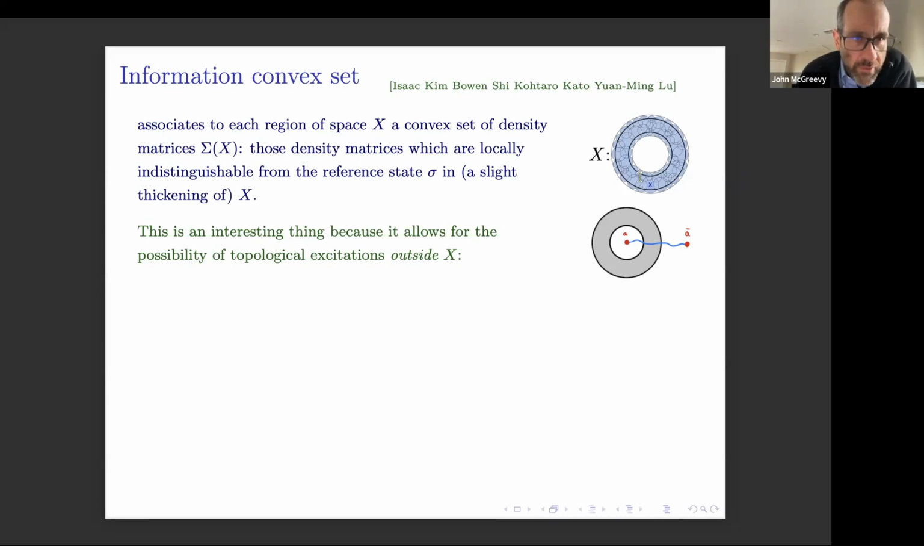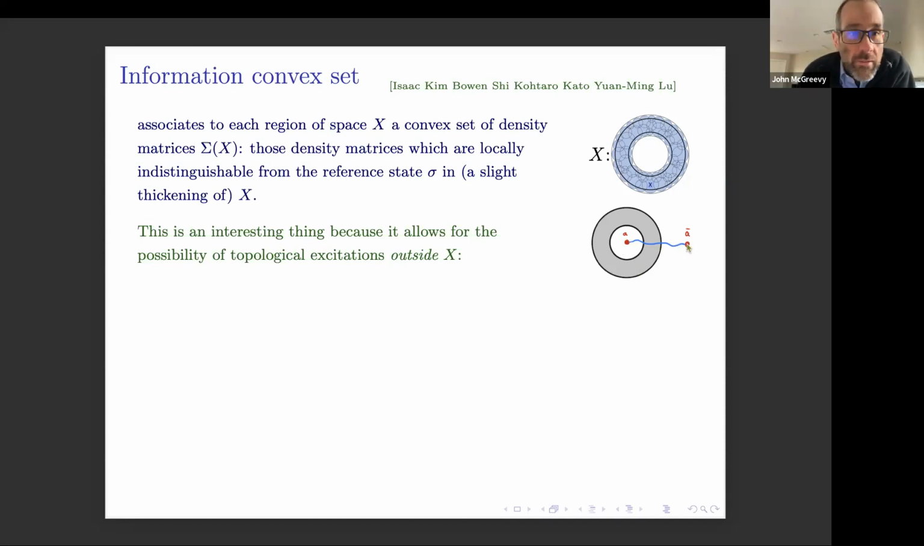Okay, so this is some set of density matrices. It's a convex set just because if you add two density matrices satisfying this condition, you get another one. And it's an interesting thing because of this condition that they're only locally indistinguishable. So there can be states in the information convex set of, say, this annulus, which everywhere on the annulus are locally identical to the vacuum. But outside the annulus, there can be all kinds of crazy stuff going on. In particular, there can be an anion in the hole of this annulus which is created by a string operator connected to its antiparticle outside the hole of the annulus.